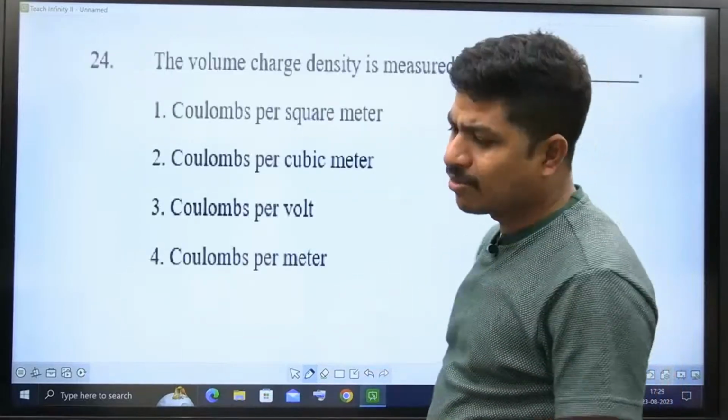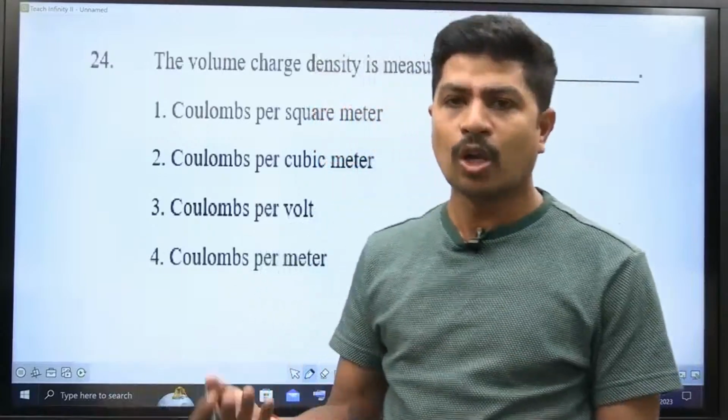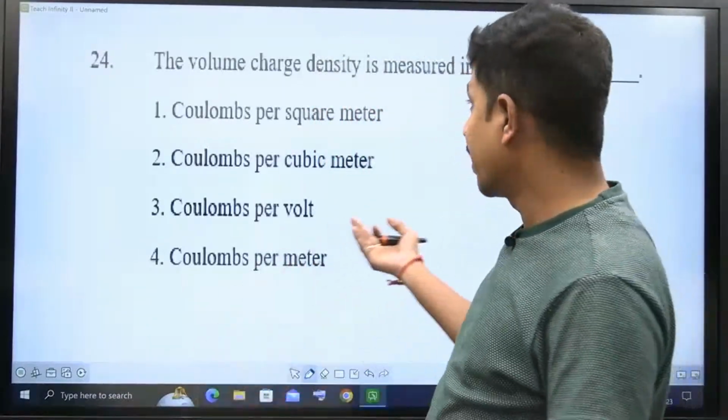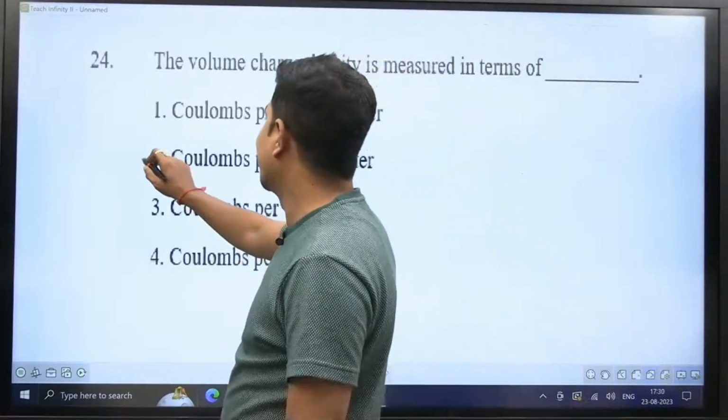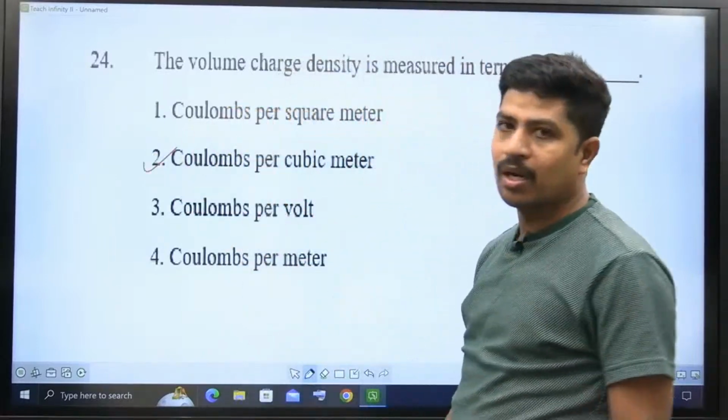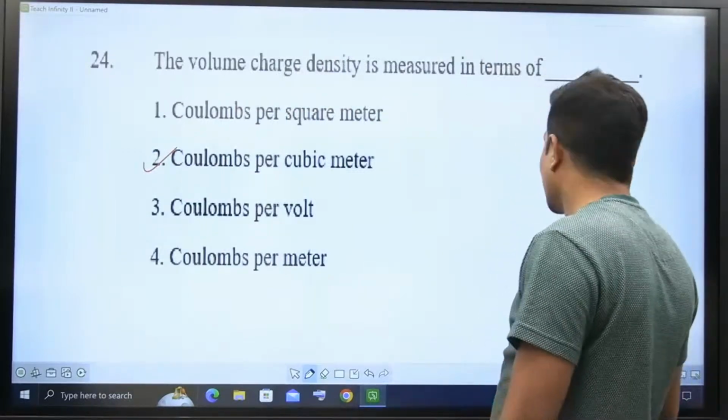The volume charge. Volume means per cubic meter only, right? The volume charge density is measured in terms of coulombs per cubic meter. Choice 2, it is coulombs per cubic meter. Let's go to the next question.